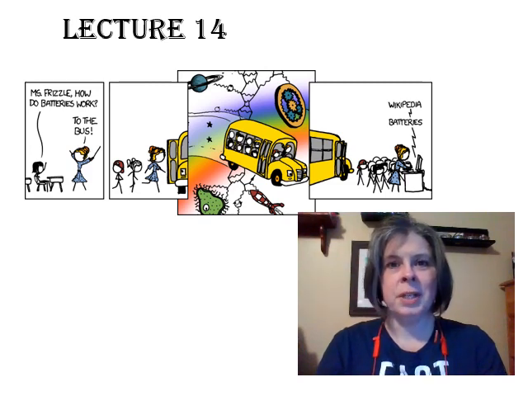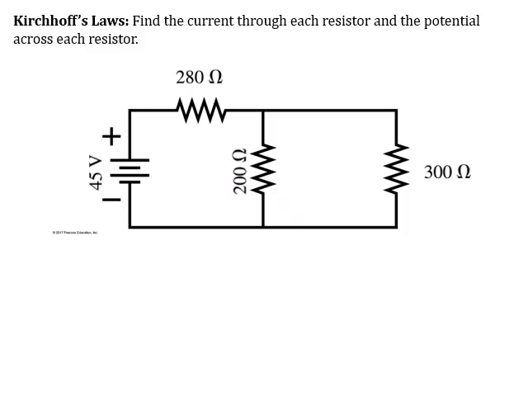Welcome to lecture 14. In this lecture, we're going to work on some examples of Kirchhoff's laws. In this example, we're going to use Kirchhoff's laws to find the current through each of the three resistors shown in this circuit and the potential across each resistor.